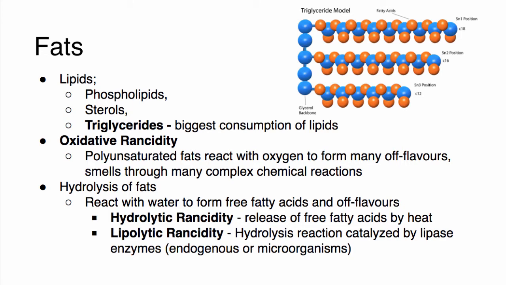Now, fats, the term we refer to them as is lipids. This is composed of phospholipids, which you might recall as being important during emulsions, sterols, which we didn't talk about at all in this course, and then triglycerides. Triglycerides are in bold here because we talked more about them, and they are our biggest source of lipids that we eat.